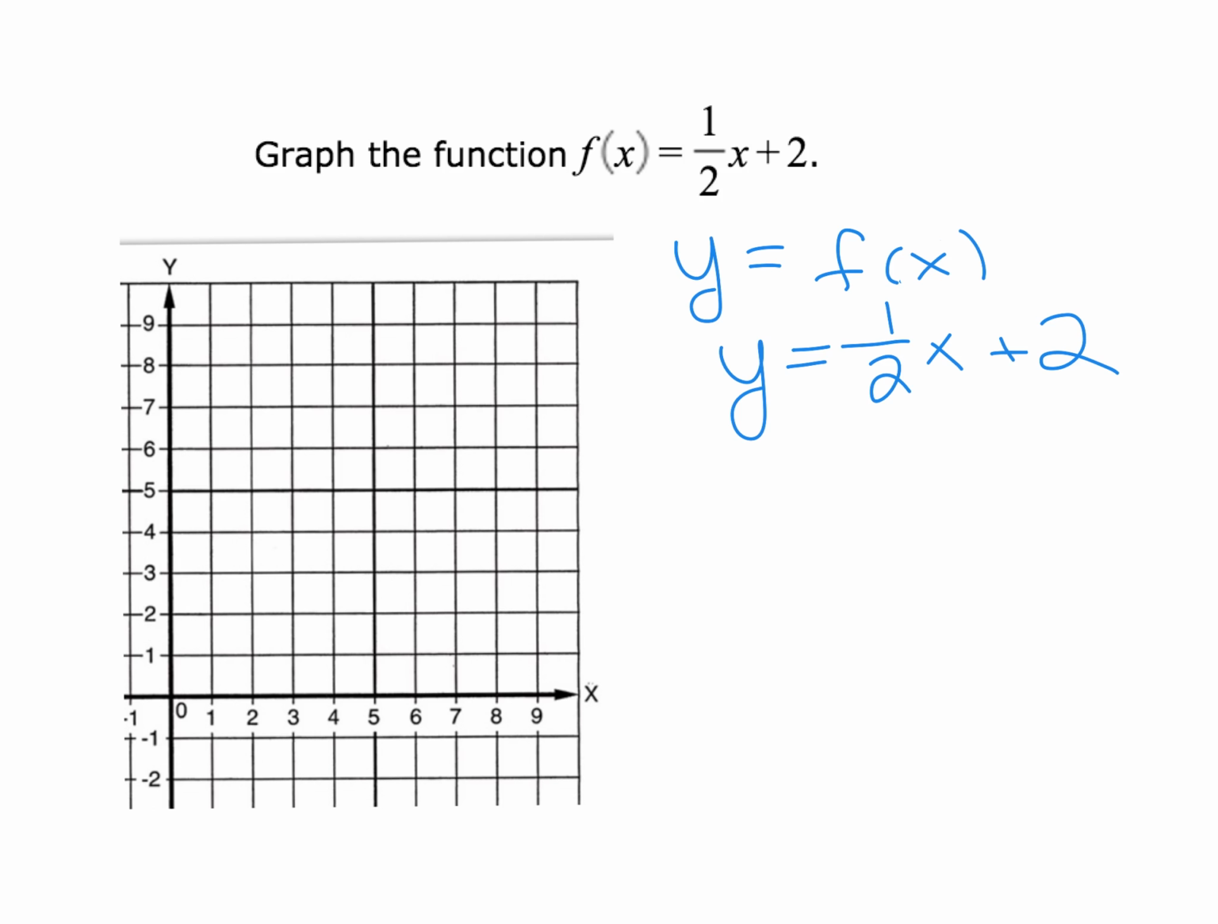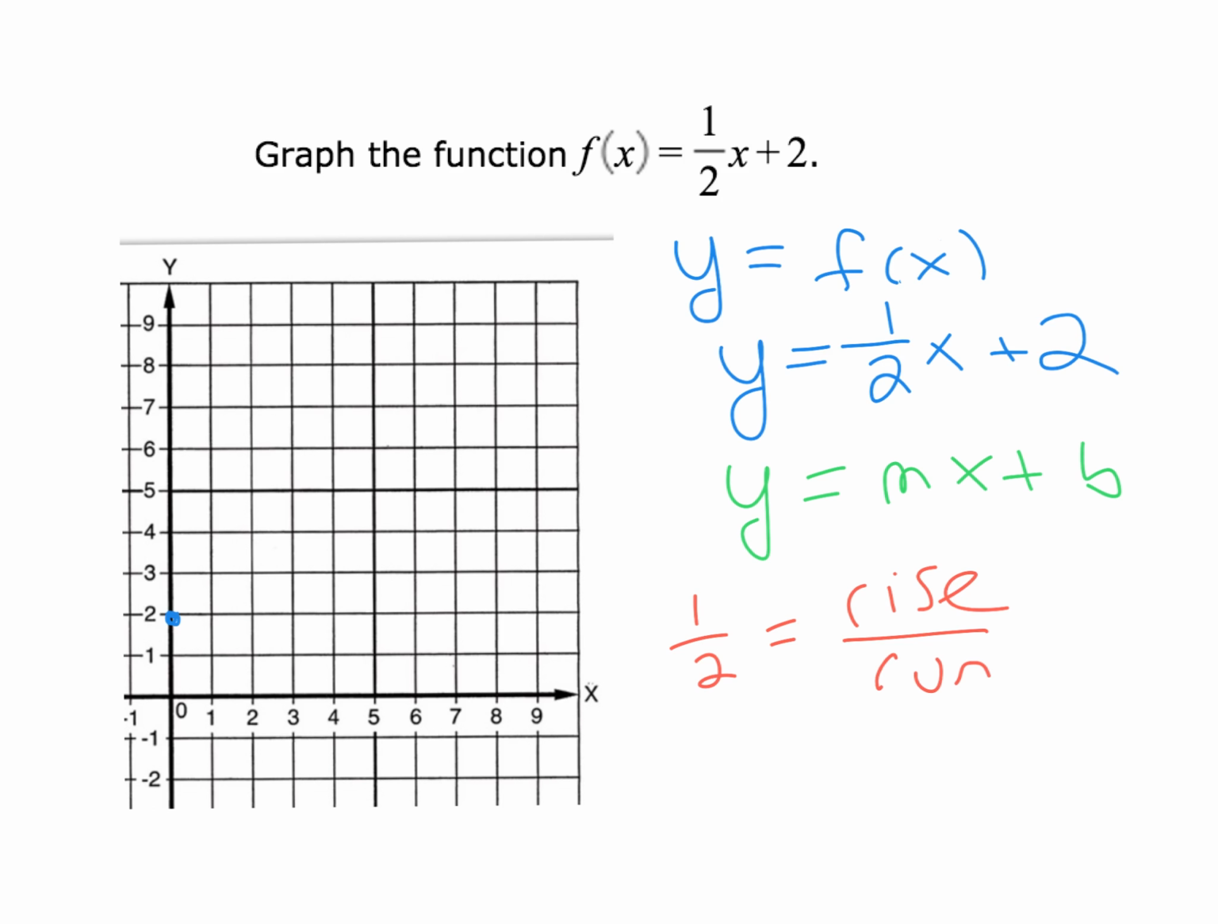So what I can do is graph this just by saying, okay, this is already in the form y equals mx plus b. So what's my b? My intercept is at 2. And my slope, 1/2, equals rise over run. Slope is always rise over run.